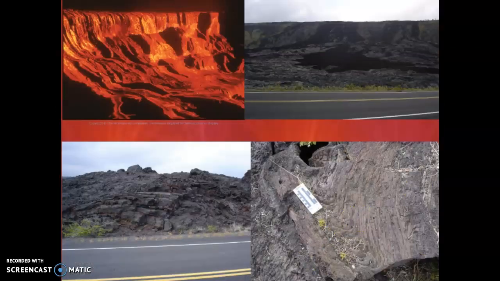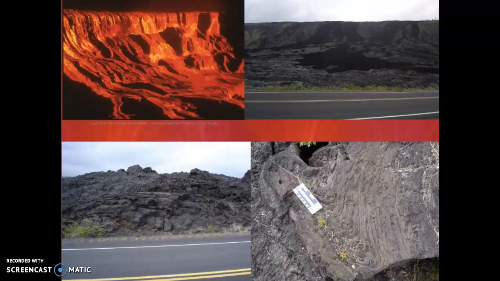If we look a little further, the picture on the upper left is from your textbook. It shows an active lava flow. I did not have the good fortune to see an active lava flow. However, on the right, you can see what that would look like after it cools. And I took that picture on the big island of Hawaii. That's a lava flow that had formed, I think, 20 or 30 years earlier and spread down the hill and across the landscape.